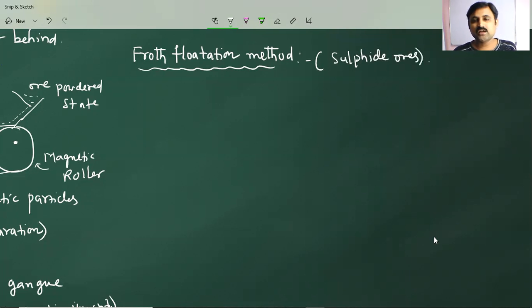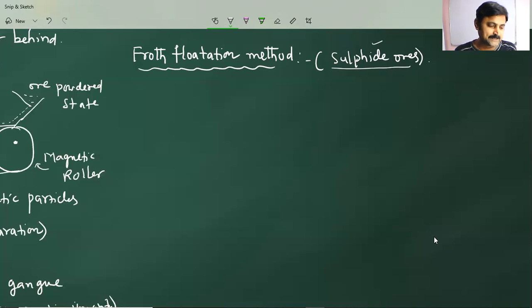Earlier we told the electromagnetic separation, or magnetic separation, is especially used for the iron ores. And in this froth flotation method, we will give that particular information: this is for sulfide ores especially, we will use that method. So this method is used particularly for sulfide ores.